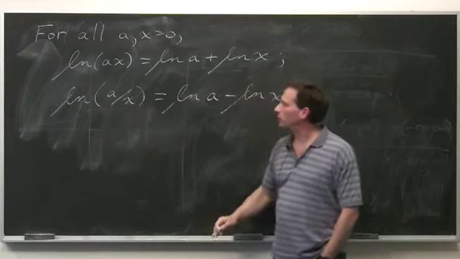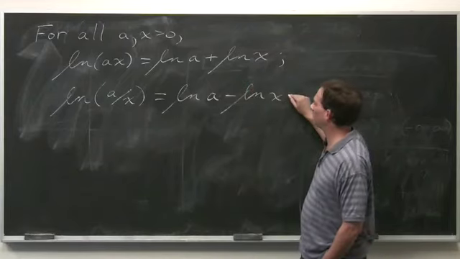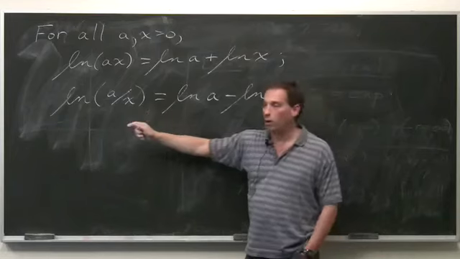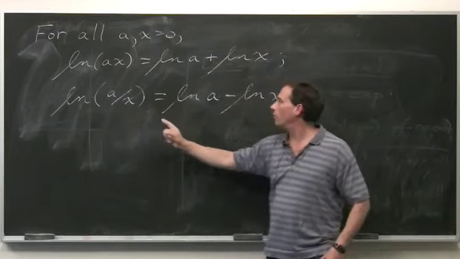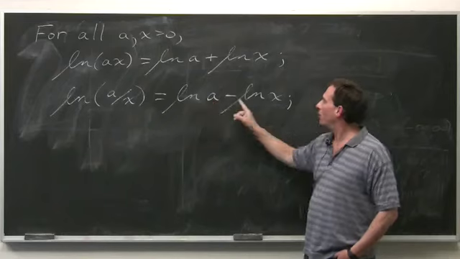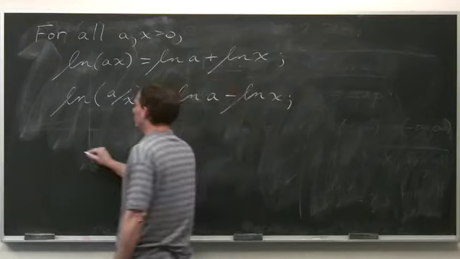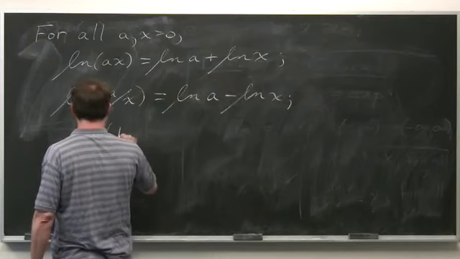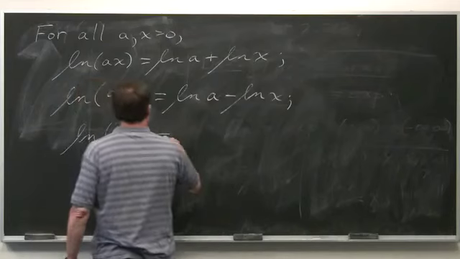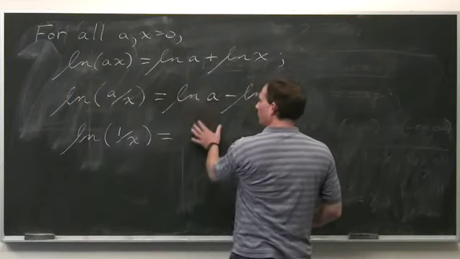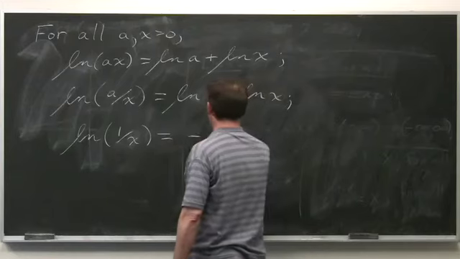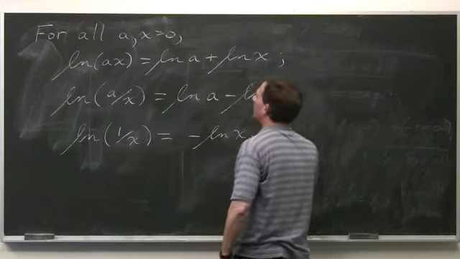As a special case of this, you could pick a to be 1, and you'd have the natural log of 1 over x equals the natural log of 1 minus the natural log of x, but the natural log of 1 is 0. So it's worth knowing in and of itself that this is minus the natural log of x.